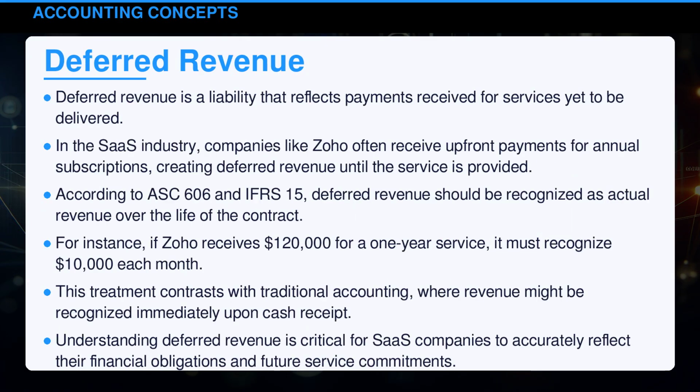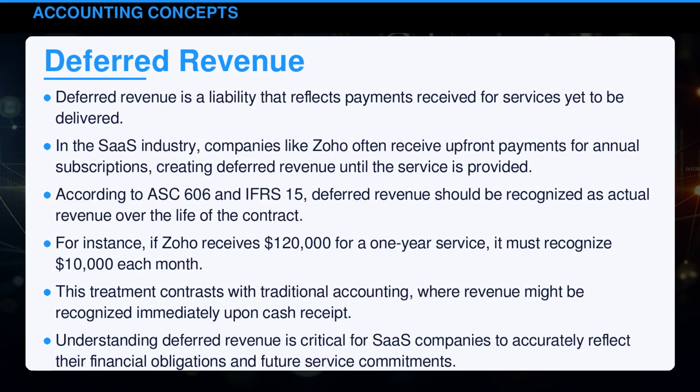Deferred revenue is a liability that reflects payments received for services yet to be delivered. In the SaaS industry, companies like Zoho often receive upfront payments for annual subscriptions, creating deferred revenue until the service is provided. According to ASC 606 and International Financial Reporting Standards 15, deferred revenue should be recognized as actual revenue over the life of the contract.